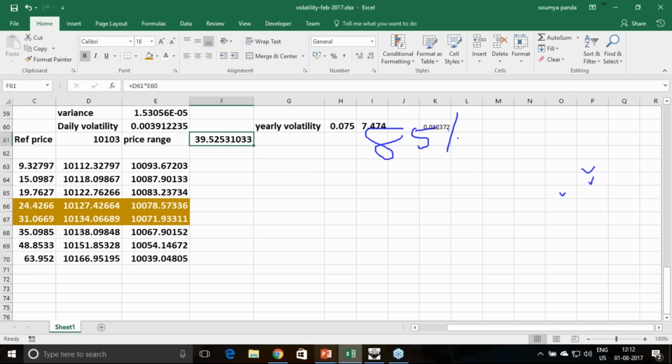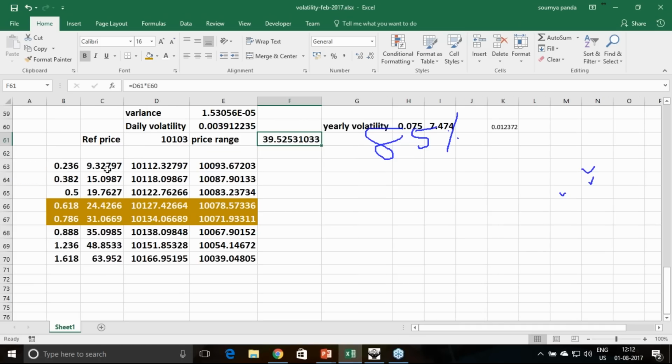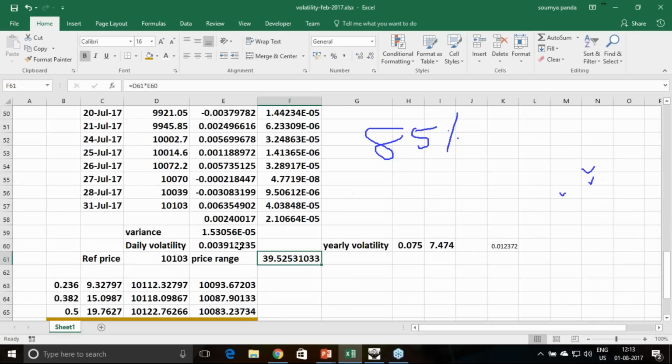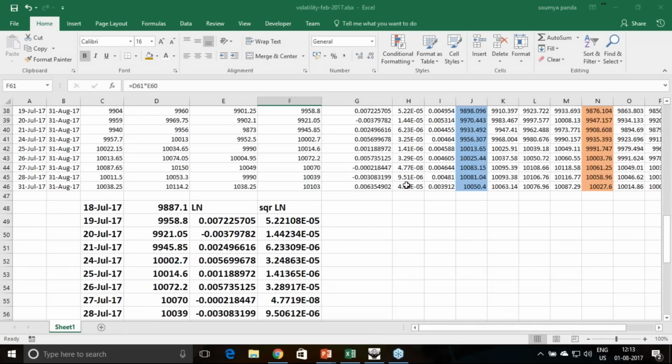This price range you have to multiply with the Fibonacci ratios to get the Fibonacci retracement price ranges. Add it to the reference price to get the resistances. Subtract it from the reference price to get the supports, and then follow it. You will find out more than 85% of your trades will be successful.